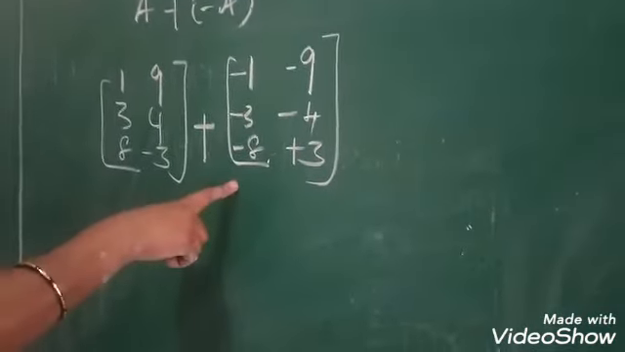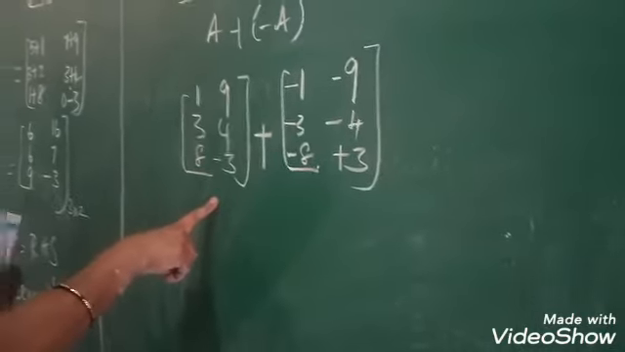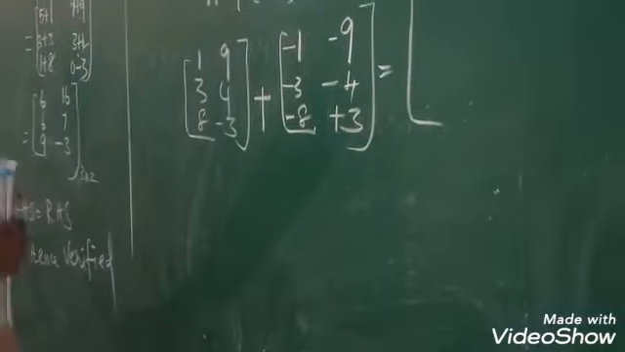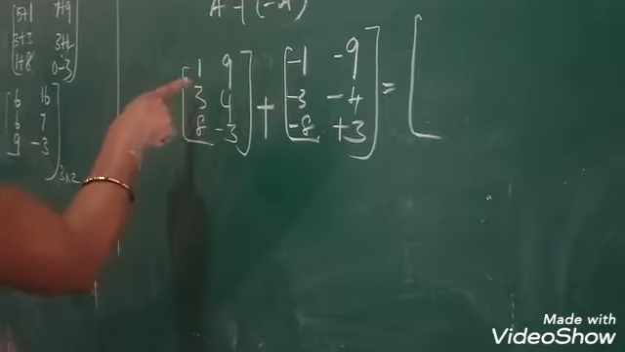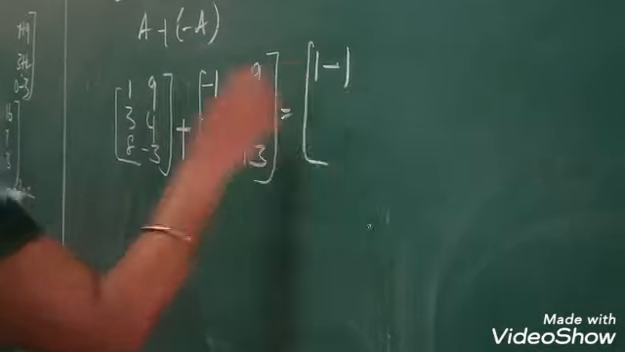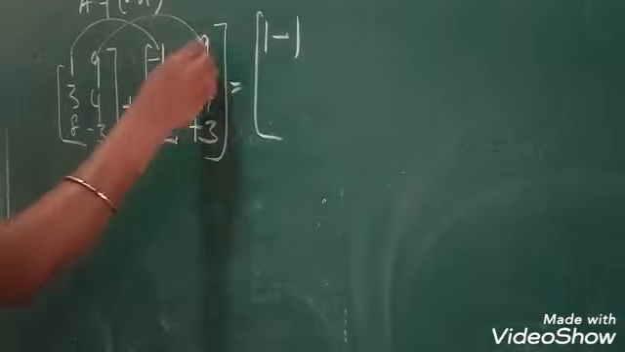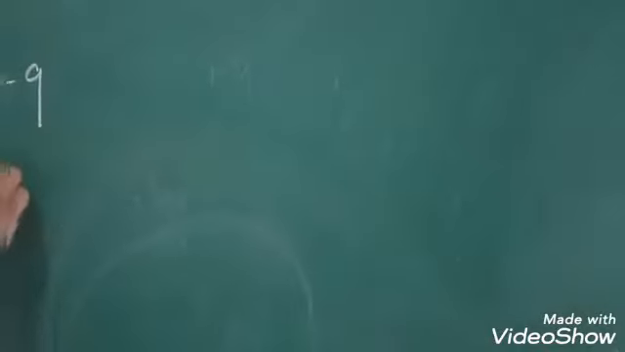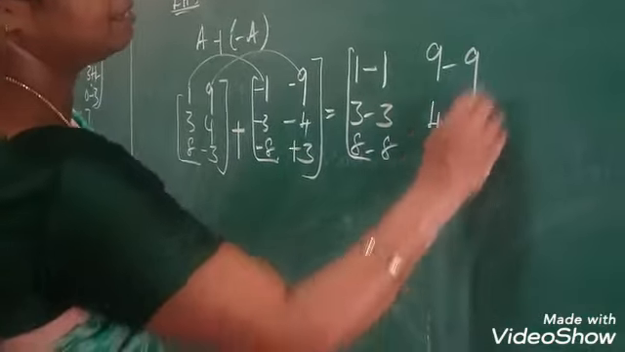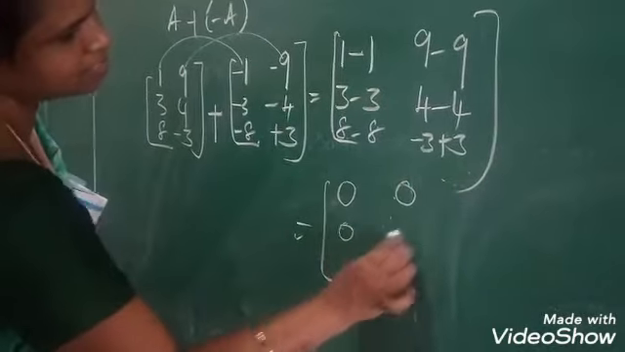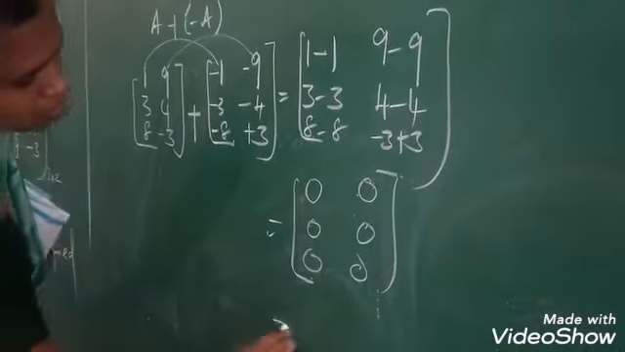Have you all understood these steps, girls? Here I am writing the A matrix. The next one, if you add it with the negative matrix, you will get what? 0. See whether it is 0 or not. We have to check, girls. 1 and minus 1. The first element you have to add with the first element. Then the second element 9 minus 9. Then here 3 minus 3. Then 4 minus 4. 8 minus 8. Here minus 3 plus 3. Now you have to add or simplify, you will get what? Yes, 0, everything 0. So this is called a 0 matrix.